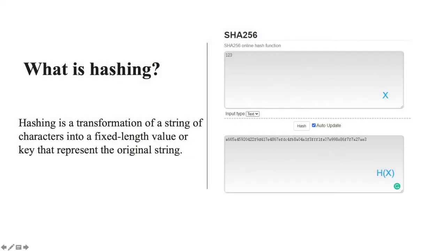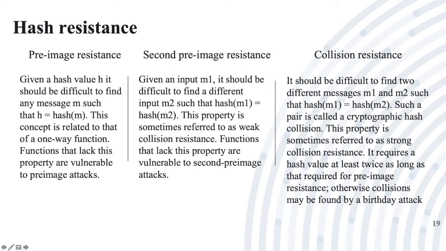For hashing, hashing is also a frequently used technique in database encryption. So what is hashing? Hashing is a transformation of a string of characters into a fixed length value or key that represents the original string. For a secure hash function, we require that the function should be pre-image resistant, second pre-image resistant, and collision resistant.